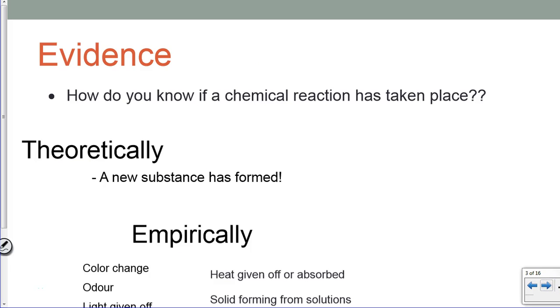Now, evidence. How do you know if a chemical reaction has taken place? Well, there's two sides to this. There's theoretical knowledge and there's empirical knowledge. Theoretical knowledge is stuff that you theorize is happening. It's not something that you actually have seen, touched, tasted, felt. It's just stuff that you assume to understand.